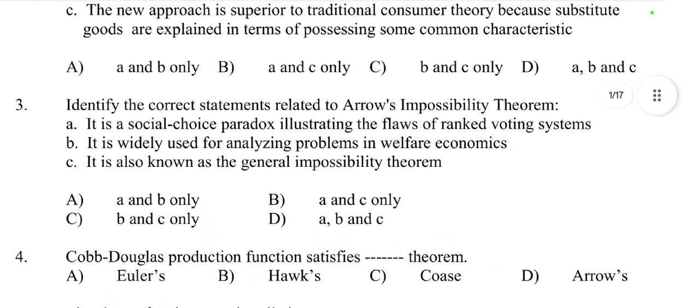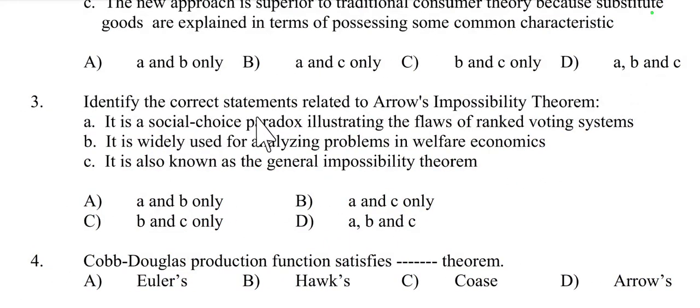Then question number 3, identify the correct statements related to Arrow's impossibility theorem. First one is, it is a social choice paradox illustrating the flaws of the ranked voting system. So this is correct according to Arrow's impossibility theorem. It is a social choice paradox that illustrates the flaws of the ranked voting system. It specifically showed that no rank order voting system can satisfy a set of seemingly reasonable criteria.